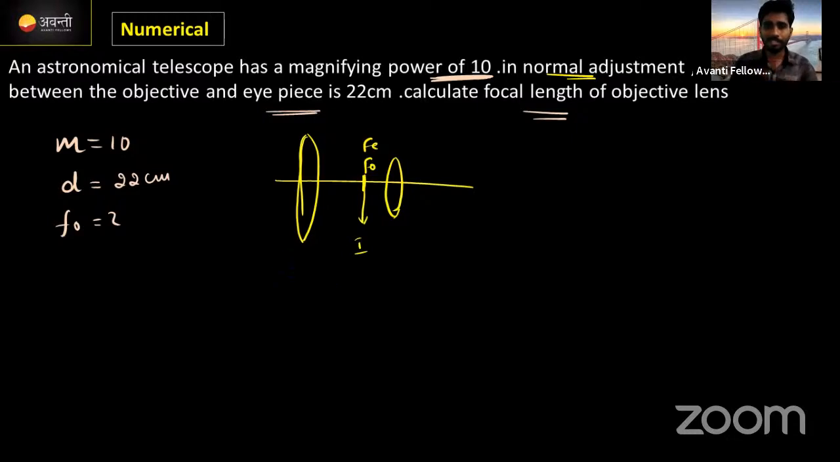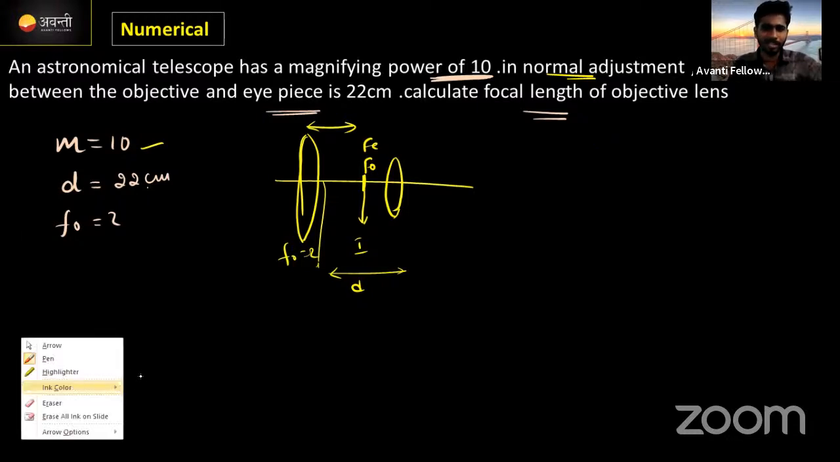Correct? In this condition, we need to calculate the focal length of the objective lens. The magnification of the image is given as 10, and the least distance of vision of our eye, where the virtual image is forming, is also given: d is 22 centimeter. Using these parameters, we need to find the focal length of the objective. Simple, right? I will give 2 minutes. Okay, calculate this very soon.